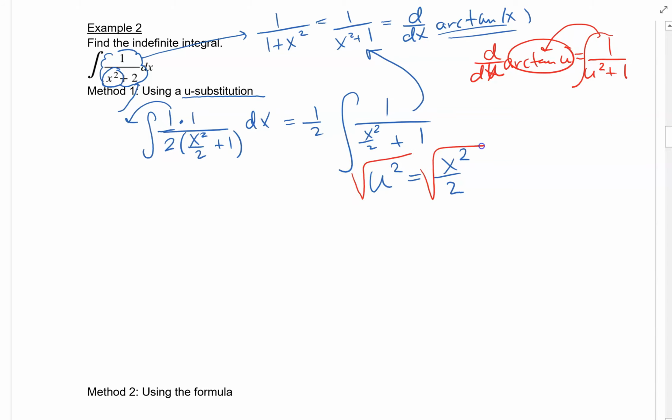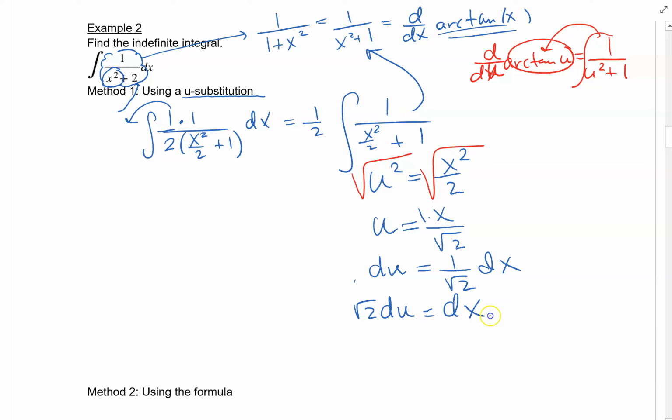So then the question is, well, what would u have to be for u squared to equal x squared over 2? It would have to be the square root. So it would have to be x over the square root of 2, or 1 over the square root of 2 times x. So then the derivative of that is just 1 over the square root of 2 dx. So then if I'm getting my dx alone, I bring my square root of 2 to the other side, I can see that dx can be replaced with the square root of 2 times du.